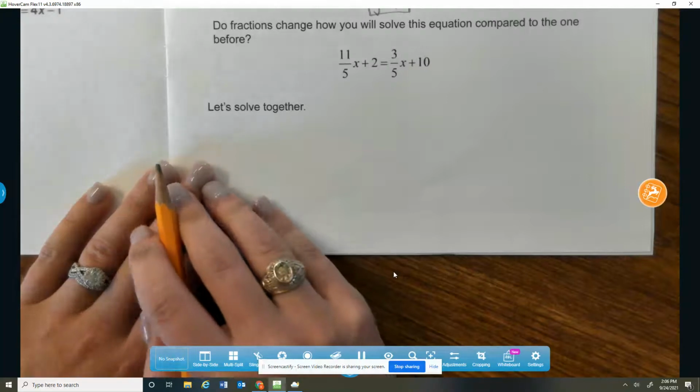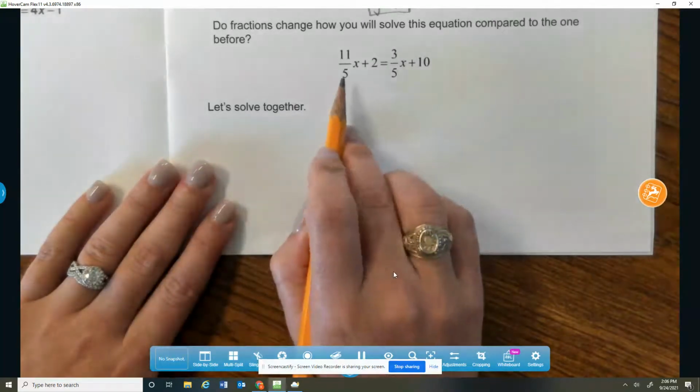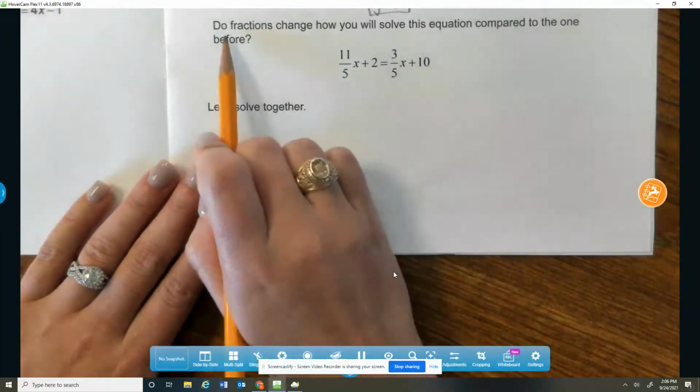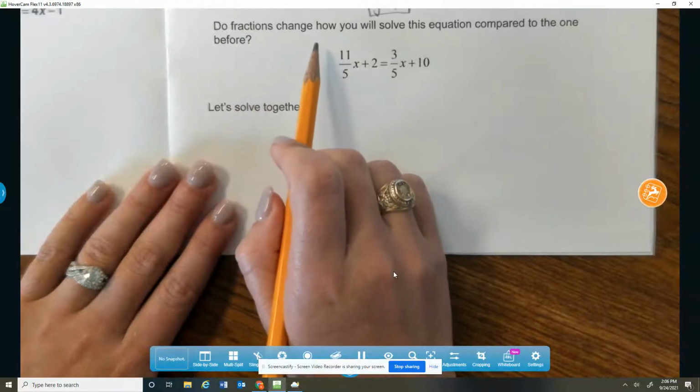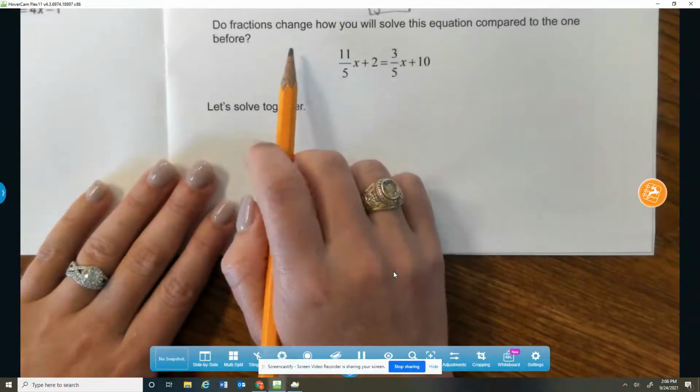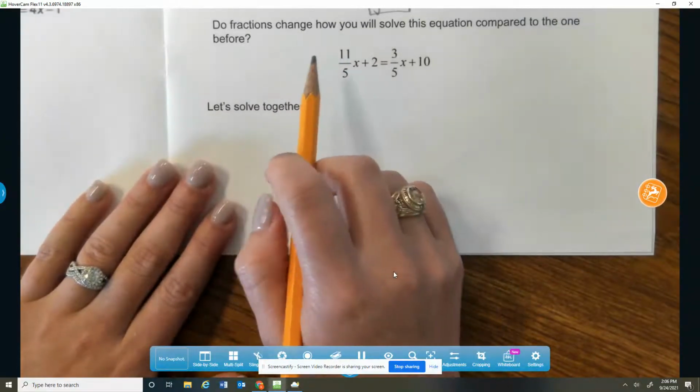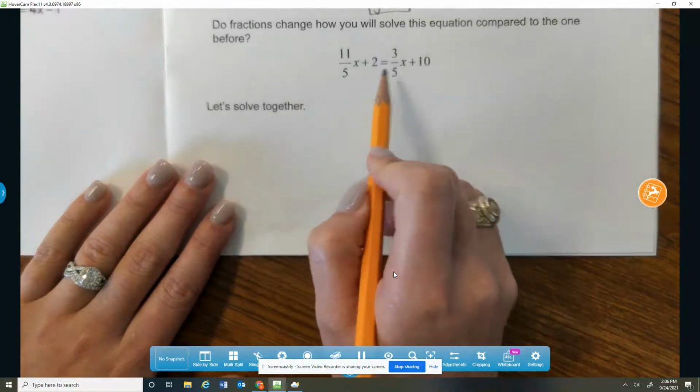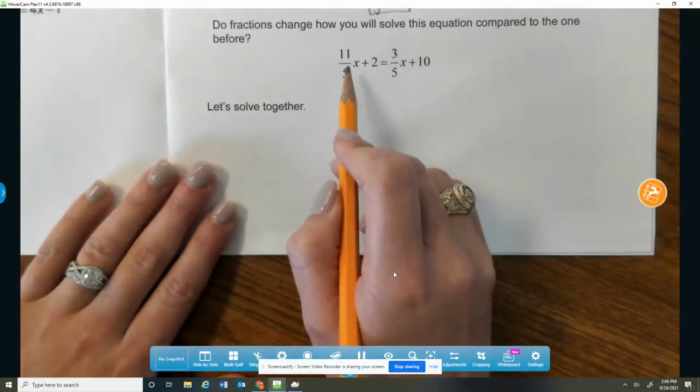All right, moving on to equations that include our rational number coefficients. The question says, do fractions change how you will solve this equation compared to the one before? And of course, the answer would be yes, it does. Because before we can start any solving, we want to go ahead and clear these fractions.